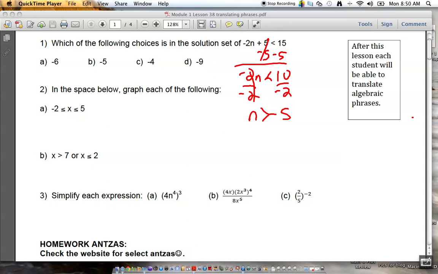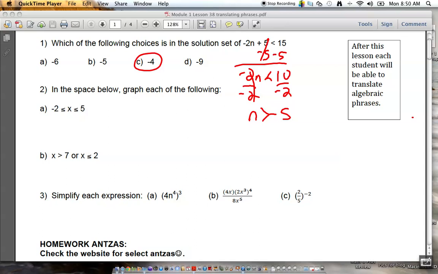If you got -5, how would you get -5? It says n is greater than -5. So which of these choices is greater than -5? Only -4 is greater than -5. -5 would work out to be equal, but there's no equal-to symbol here.